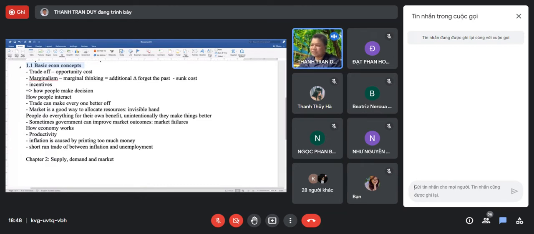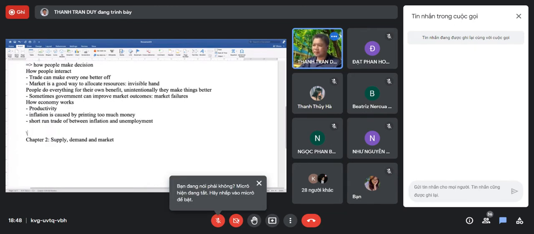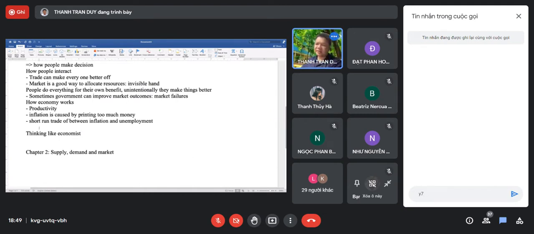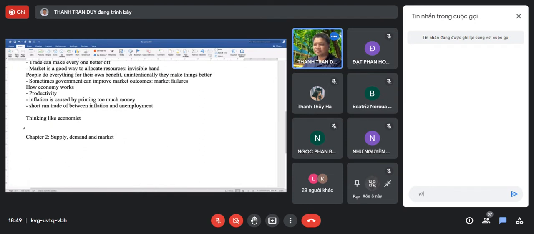Okay. Now, next will be chapter 2, right? It's about thinking like economists. Thinking like economists. Now, what are the key topics? If you have a book with you, if you look at the book and you see some keywords in this chapter, can anyone tell me the keywords?